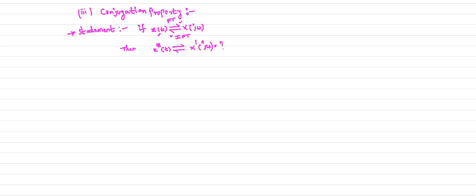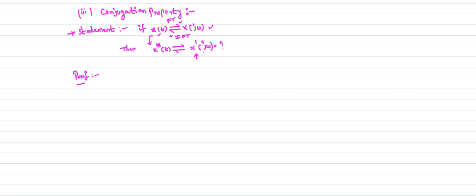So if x of t is a signal given to you and its Fourier transform is x of j omega, then if you conjugate your input signal, what is the corresponding frequency domain signal? That is your x dash of j omega. We need to find this x dash of j omega. For this you already know the Fourier transform. Next we are going to prove this property. This is the conjugation property. We just conjugate the input signal, and we need to find the corresponding signal in the frequency domain, that is x dash of j omega.